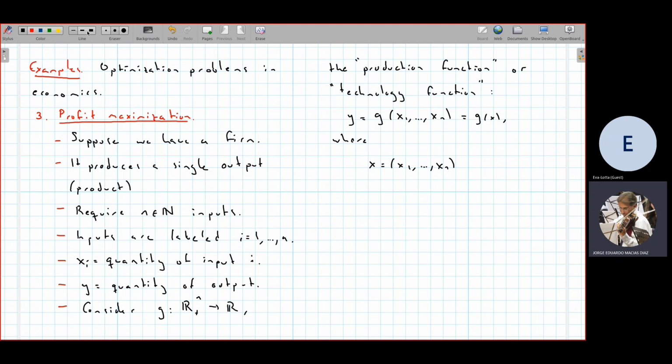All right, more notation. We're going to suppose that there is a price for each of the input items. So wi is going to be the unit price for input i. And as you can expect, wi is greater than or equal to 0.